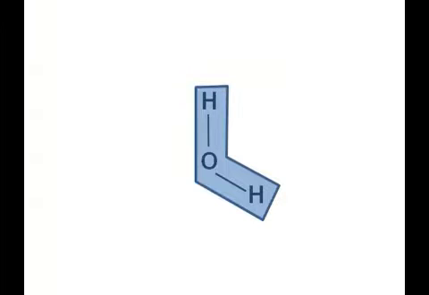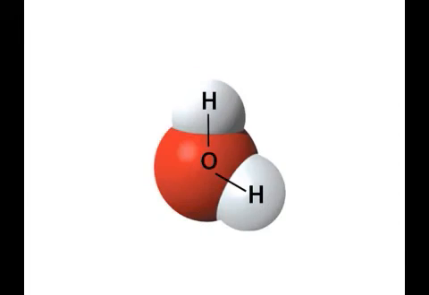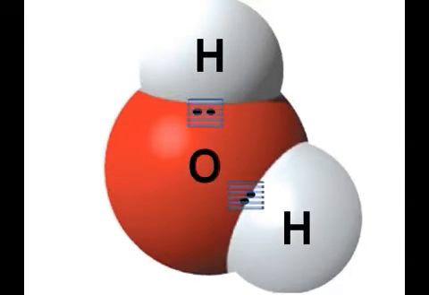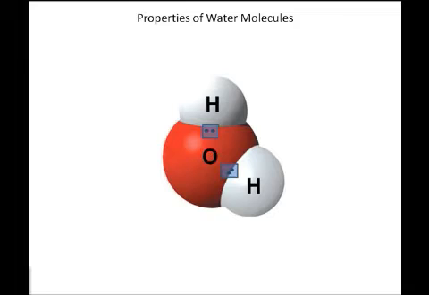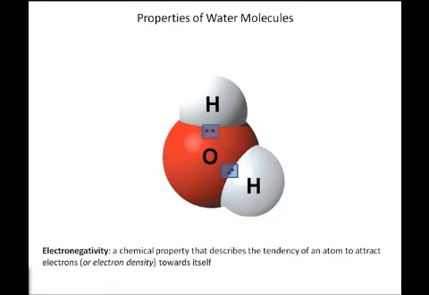of a V as shown here. The hydrogens are covalently bonded to the oxygen, which means they share a pair of electrons between them. There is a principle involved in chemical bonding called electronegativity. This is a chemical property that describes the tendency of an atom to attract electrons, or electron density, toward itself. The more electronegative an atom is, the more it attracts electrons toward it.